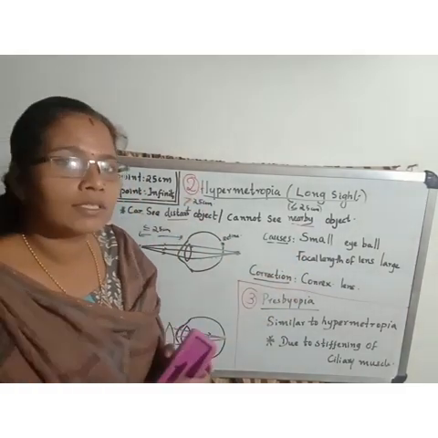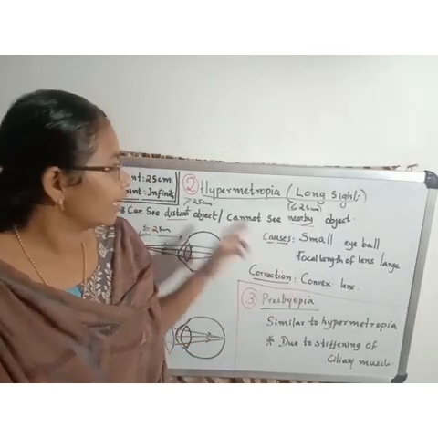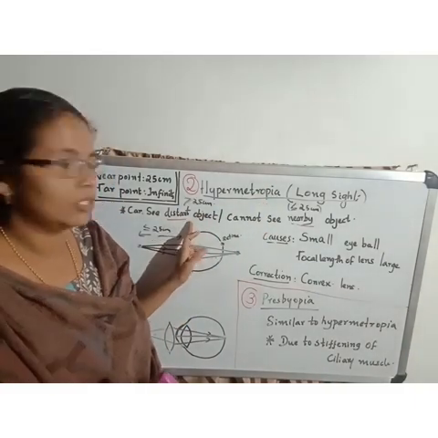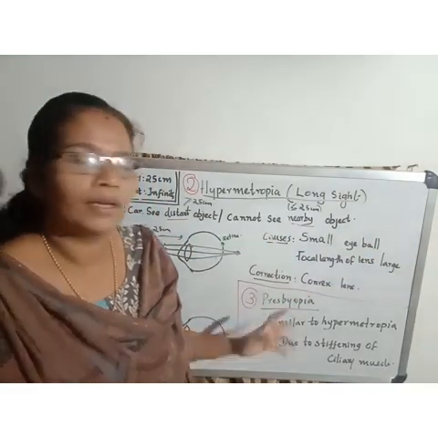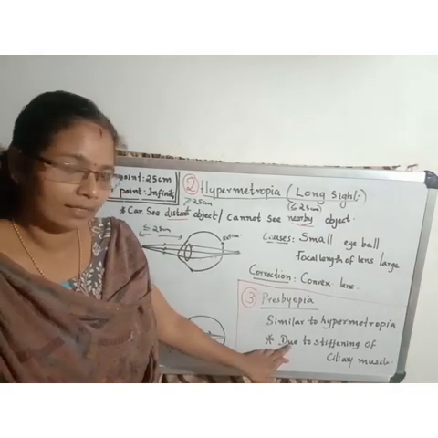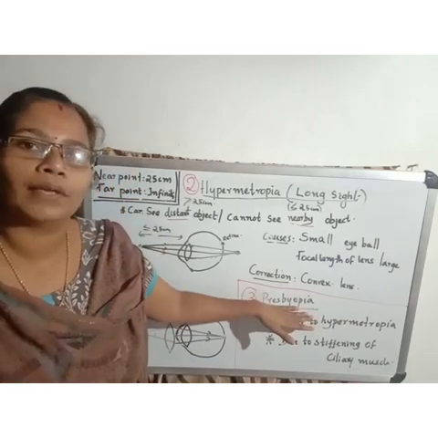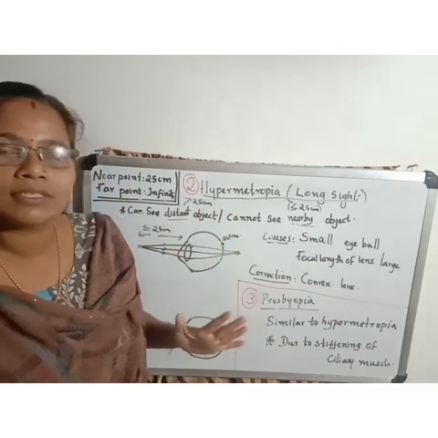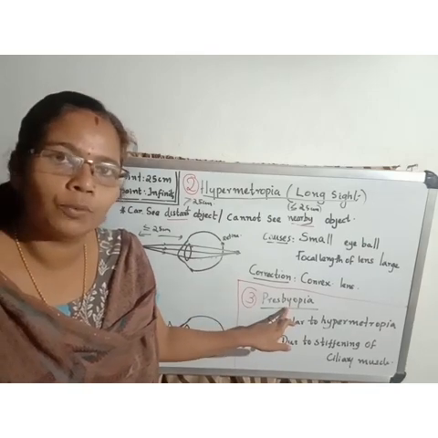Here I want to discuss one more defect, which is presbyopia. Presbyopia is the same as hypermetropia, in that he can see the distant object but cannot see the nearby object. But the cause of presbyopia is different. It is due to the stiffening of the ciliary muscle. The contraction and relaxation process of the ciliary muscle has some problem, then a defect called presbyopia happens.